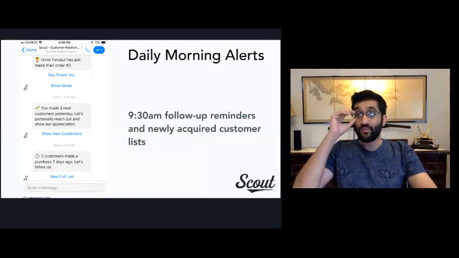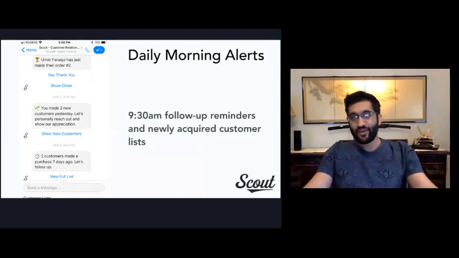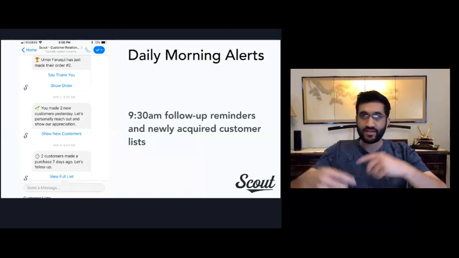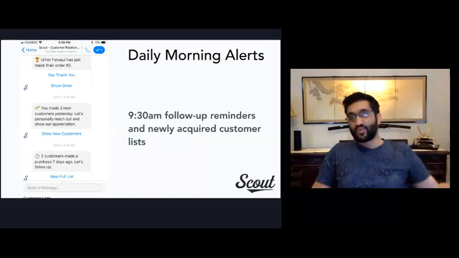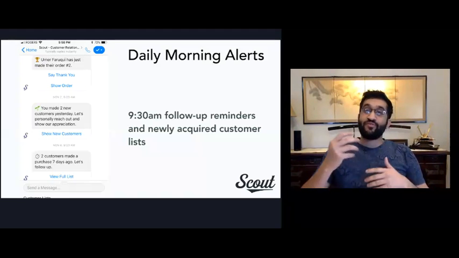Now, this is the other cool thing. We also have daily morning alerts as well. This is something new that we rolled out recently. Basically, about 9:30 every morning, you'll get two messages. One is a list of all of your new customers. So not repeat customers, not people that have bought before, but people that are first-time buyers over the last 24 hours. You'll also get a message for anyone that you should be following up with.